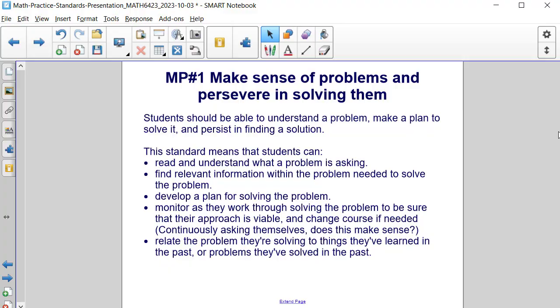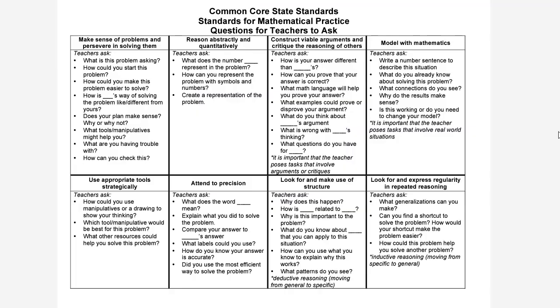In that linked file, you'll see here's Math Practice Standard 1. So sample questions are found here. How could you start this problem? What information do you know? What is the problem asking? Does the plan that you have to solve this make sense? Why or why not? How is so-and-so's way of solving this problem similar or different from yours? How can you check that this is reasonable?